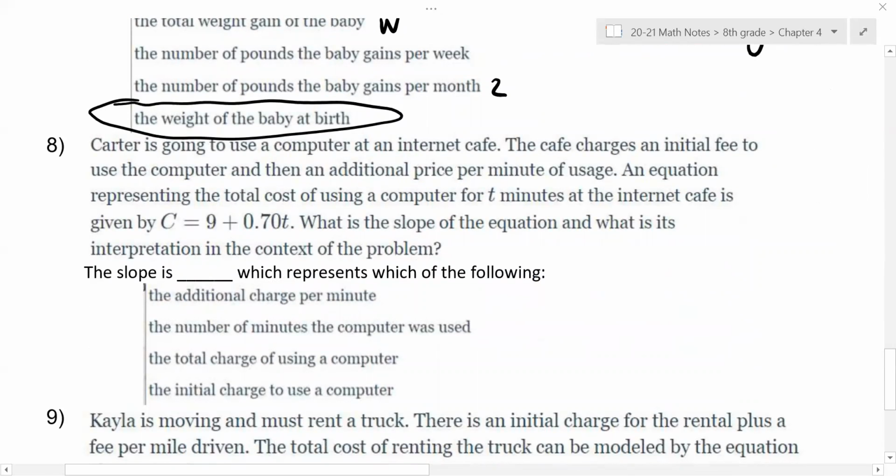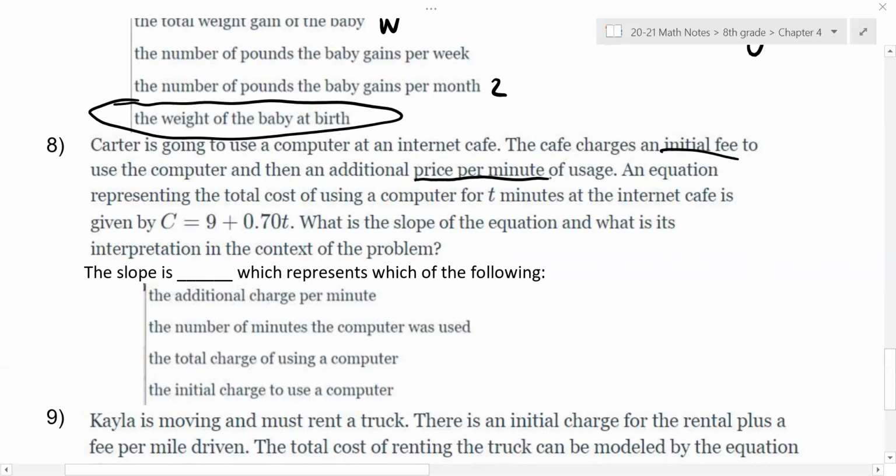Carter is going to use a computer at the internet cafe. An internet cafe is, I don't even know if they exist anymore, but before so many people had so many devices and internet access, it was literally a coffee shop with a bunch of computers in it. So just imagine a place that looks like a computer lab where people would go in and pay money to access the internet. The cafe charges an initial fee to use a computer, and then an additional price per minute of usage.